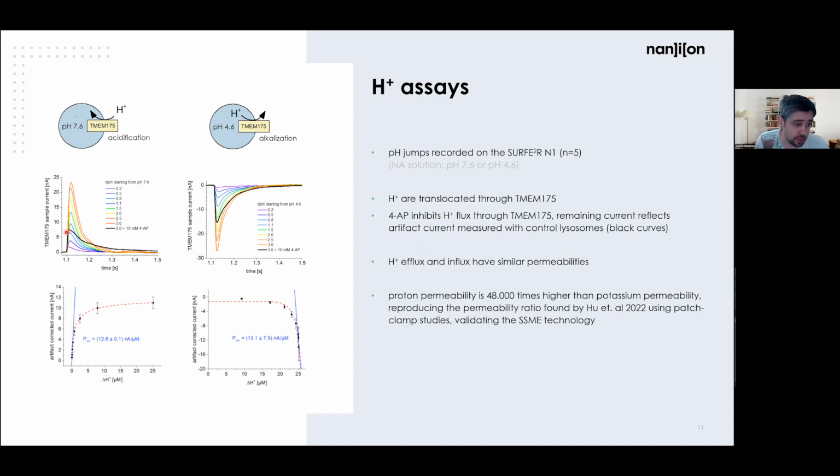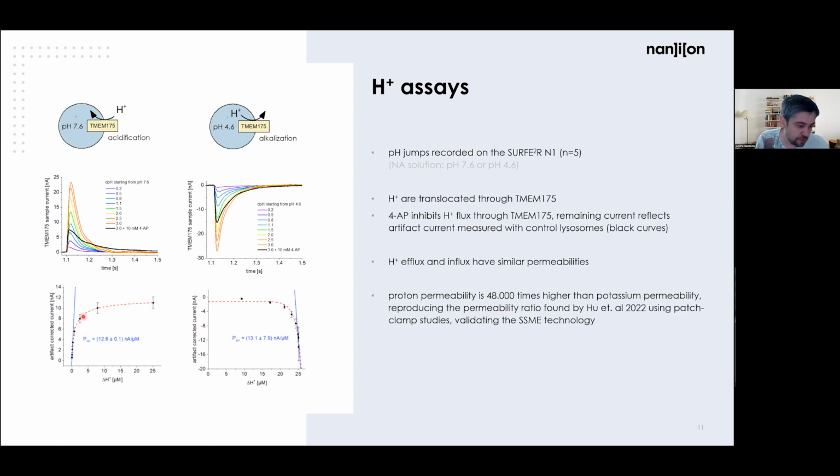So that's all nice. We actually measured the control as well and subtracted the currents. And here are the artifact-corrected currents plotted against the proton concentration. Instead of delta pH, it's delta proton concentration. And here, if we fit linearly, we can get the permeability for the protons.